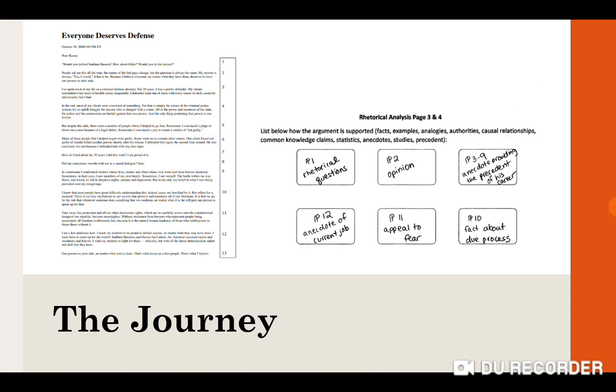So first we're going to talk about the journey. You can see here where I mapped it out. The first thing he does is introduce his rhetorical questions in paragraph 1. Would you defend Saddam Hussein? How about Hitler? Would you be his lawyer? And that's how he's getting you involved right away. Then his opinion, where he says, because I believe no matter what, everyone deserves to have someone on their side. That comes in paragraph 2.